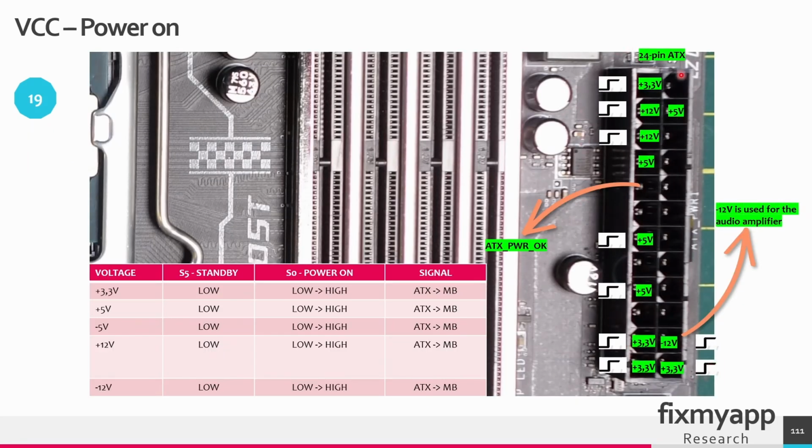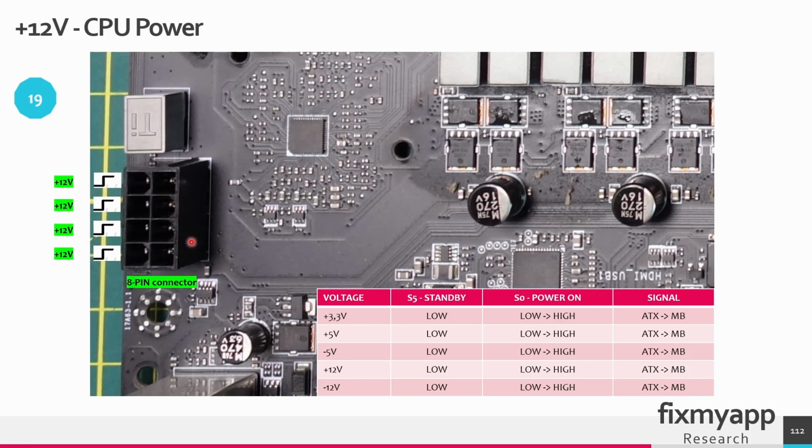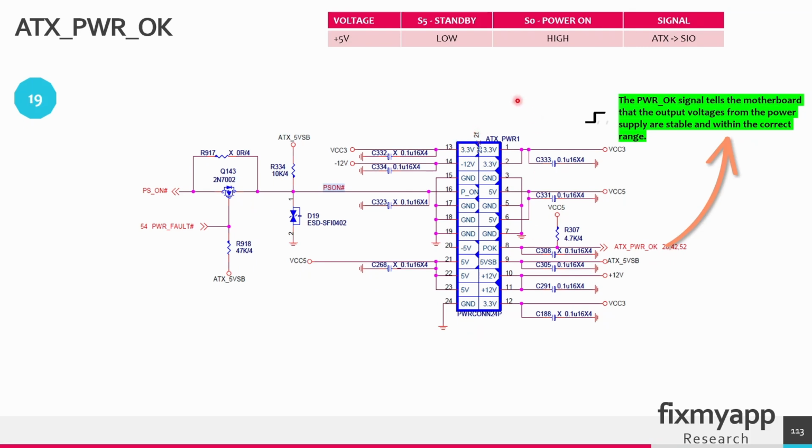On the 24-pin connector you can find all the voltages that will go from low to high at the output. And also the minus 12 volt is used only for the audio amplifier. When all these voltages are generated successfully, the power supply will send an ATX power OK signal back to the motherboard. This is the 8-pin CPU connector, so the plus 12 volt will be generated and this 12 volt will be converted into a VCORE of plus minus 1 volt. So again, if all the voltages are generated successfully, there's a power OK signal.